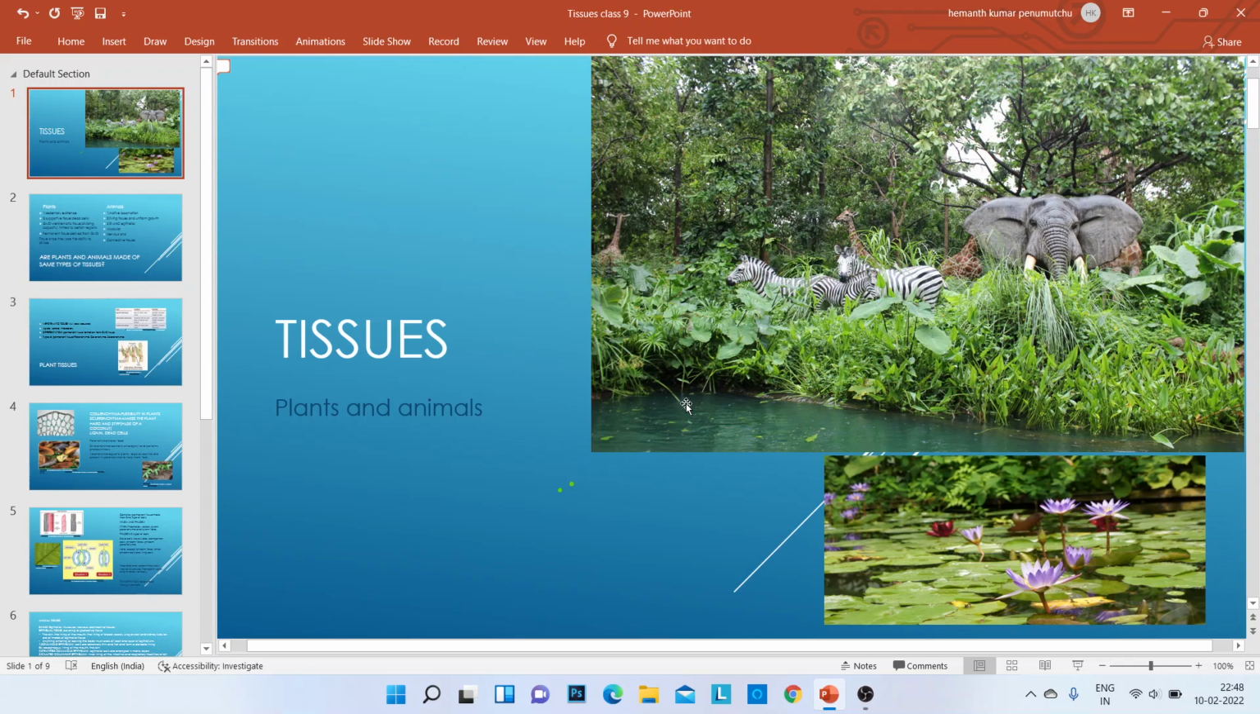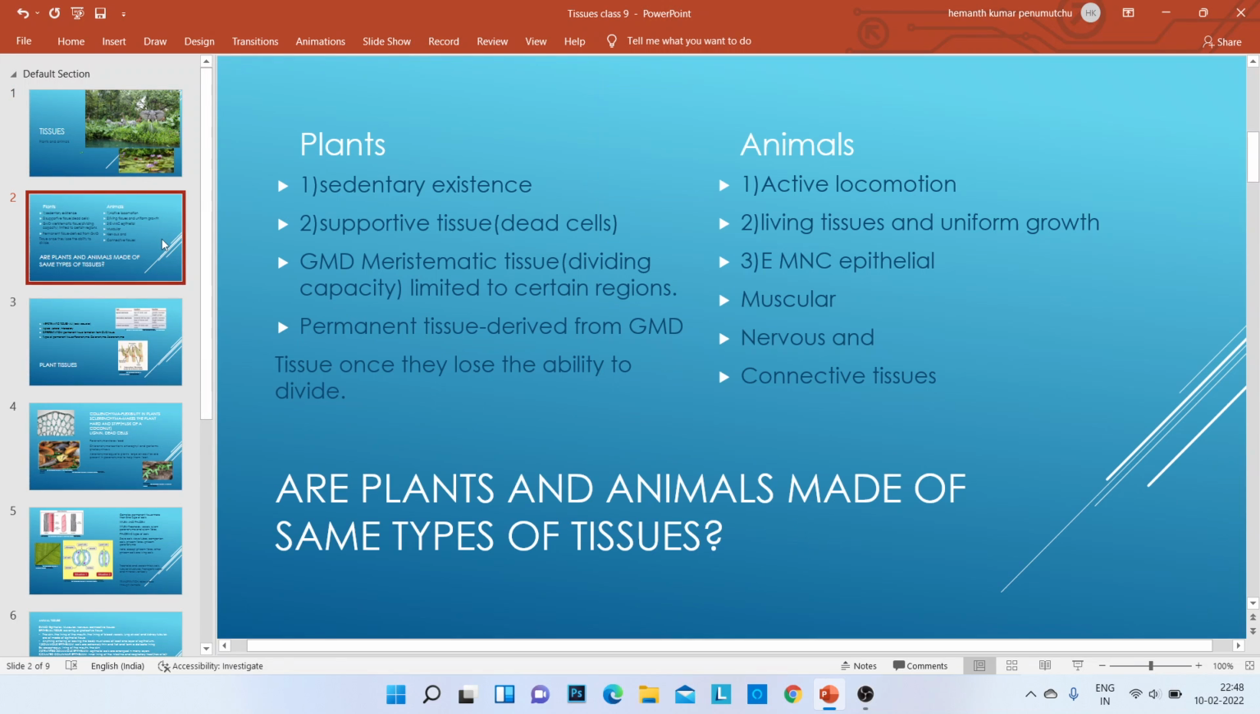And in plants also there are different kinds of tissues, like vascular tissues. In vascular tissues we have xylem and phloem, and chlorenchyma, parenchyma, like that many tissues are present. Here the first basic question is, are plants and animals made of the same type of tissues? This is the first basic question we have to answer.